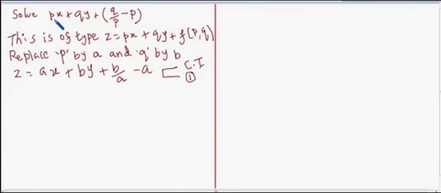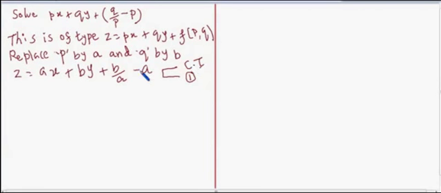px plus qy plus q by p minus p. This is of the type z is equal to px plus qy plus f of p comma q, Clairaut's form. In Clairaut's form, to get the complete integral, replace p by a and q by b. That is, z is equal to ax plus by plus b by a minus a is the complete integral.